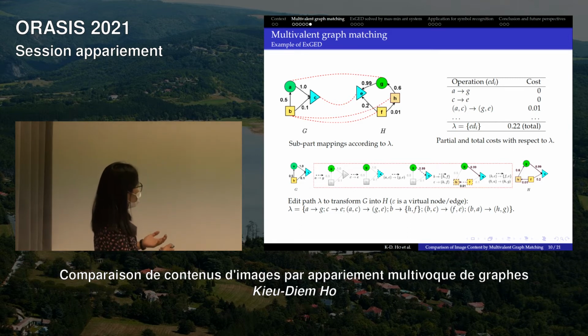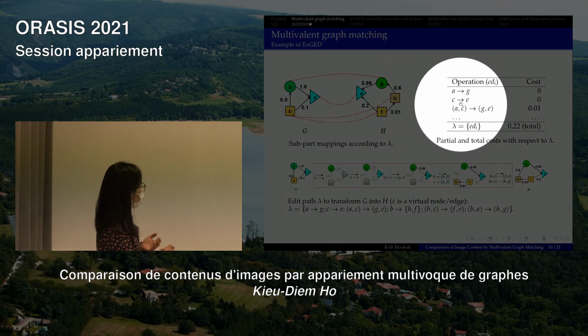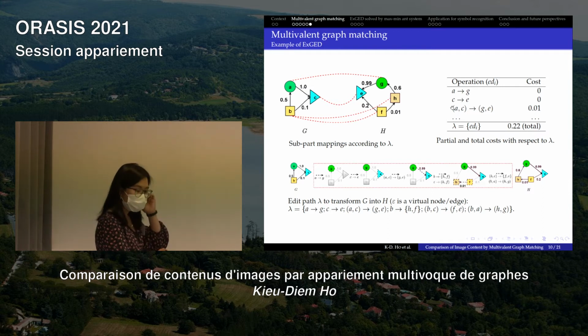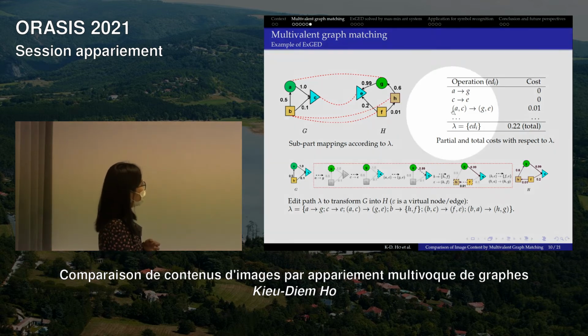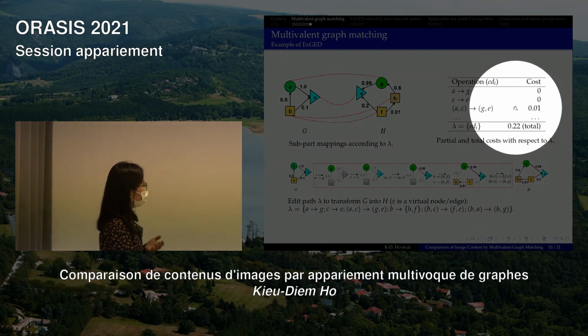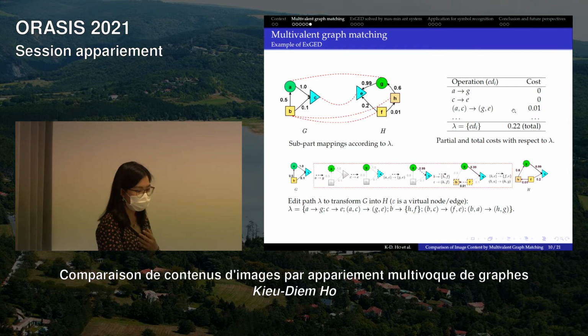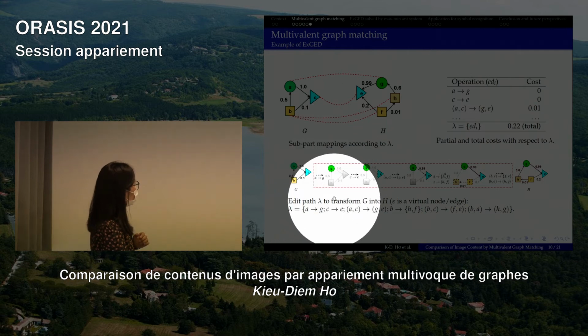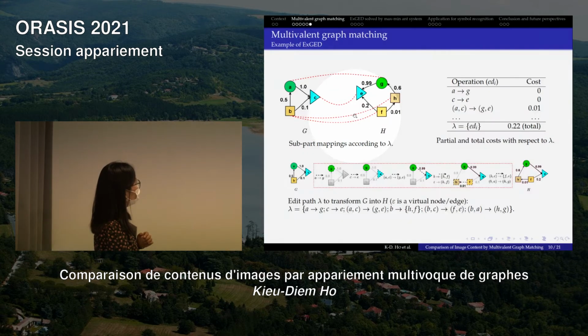And it will cost 0 as well, and then it will consider the substitution between AC and 3E. And it repeats this step until the edit path is complete. It means it contains all the nodes and edges from both graphs, and at the end you can have the 0.22, which is the dissimilarity measure between the two graphs according to the edit path lambda. And in addition, based on this edit path, you also have the sub-mapping between the nodes and the edges of the two graphs.